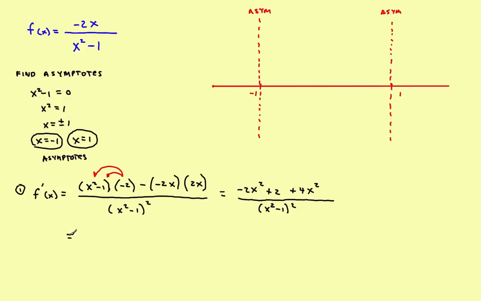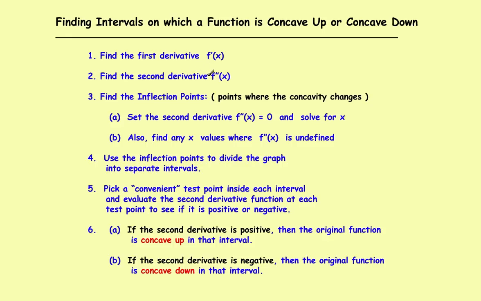Okay, so what that gets you to, now you've got 4x squared minus 2x squared. This will turn into a 2x squared plus 2 divided by the denominator, which would be x squared minus 1 squared. And that's going to be the first derivative. So I found the first derivative. Okay, now let's take a look at the next step. And the next step is you're going to need the second derivative, so just go ahead and use the first derivative to find the second derivative.